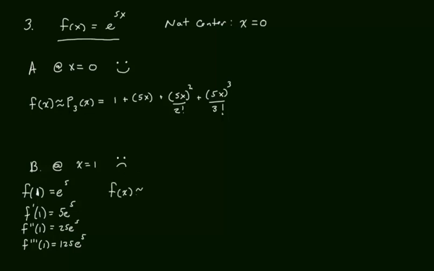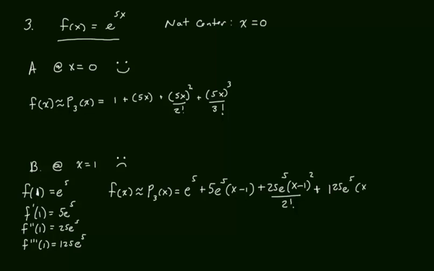So f of x is approximately P3 of x, this time centered at 1. So I have e to the 5 plus 5e to the 5 x minus 1 plus 25 e to the 5 x minus 1 squared over 2 factorial plus 125 e to the 5 x minus 1 to the power of 3 over 3 factorial.